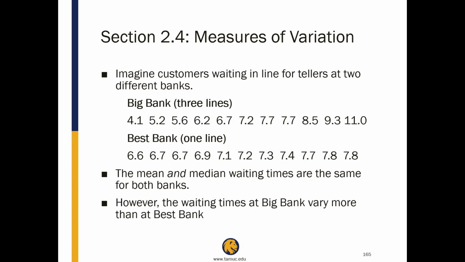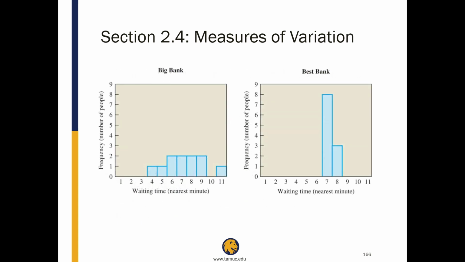The waiting times will vary more at one of them versus the other. So it says big bank, where they go all the way from 4 up to 11 minutes, versus the other one, which only goes between like 6 and 7 minutes. So there is much more of a variation there, where it's spread out from smaller to larger values, even though the mean and the median are the same. And here's the histogram to show. You can see the distribution and how one of them, the values are more spread out than the other.